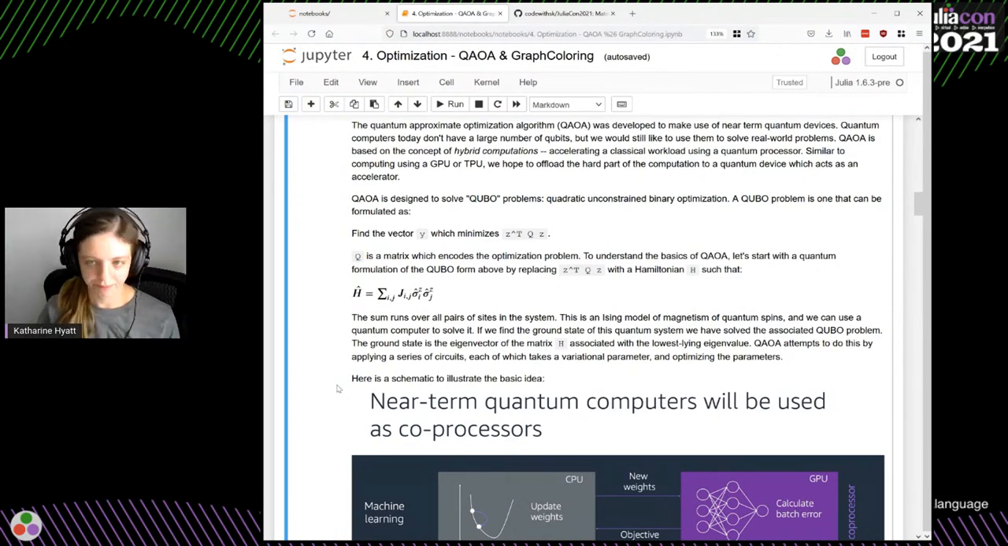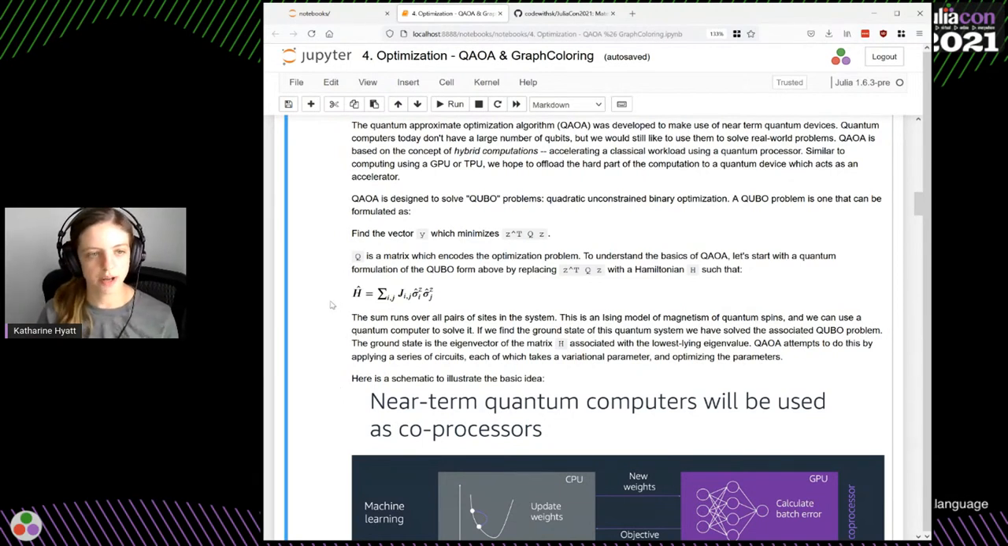So QAOA is designed to solve what are called QUBO problems, or QUBO. You can pick which pronunciation you like most, which stands for quadratic unconstrained binary optimization. That's probably the only Q you will see in this workshop that doesn't stand for quantum. And so a QUBO problem is one that you can formulate as: find a vector z which minimizes the equation z transpose Qz. So z here is a vector and Q is a Hermitian matrix. And Q is the matrix which is going to encode our optimization problem.